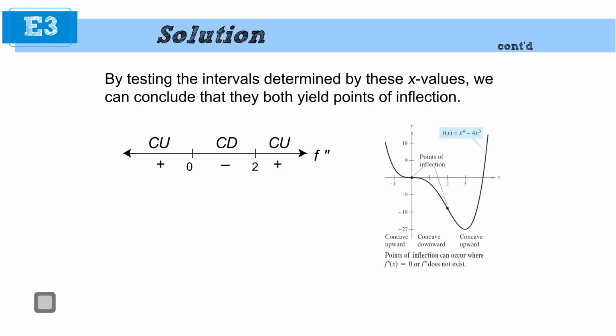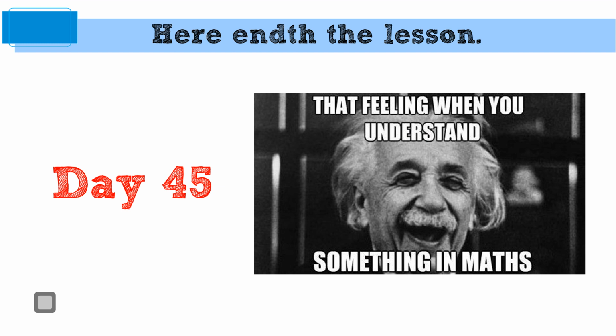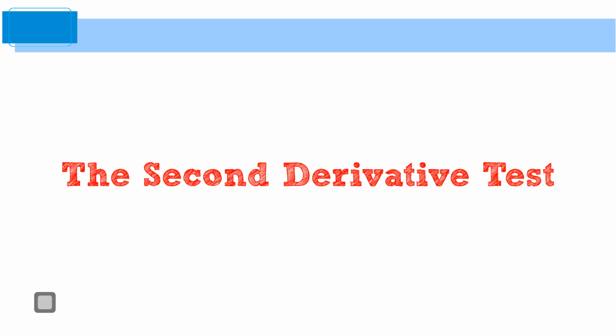Okay. Any problems with anything we've covered so far before we start doing this? Because this is going to get really confusing. Oh, you'll see. Okay, so we're okay with the concept of points of inflection. We're okay with the concept of concavity.